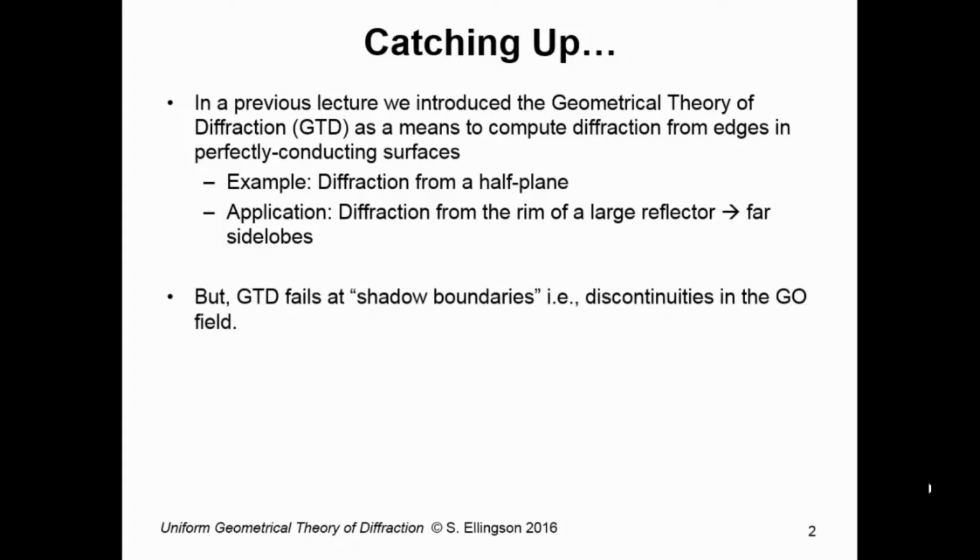Unfortunately, GTD fails at shadow boundaries, that is, at discontinuities in the GO field. There is a GO incident field and a GO reflected field, and they suddenly turn on and turn off at these shadow boundaries, leaving a discontinuity. GTD doesn't address those discontinuities, and in fact it predicts an infinite field at those locations.